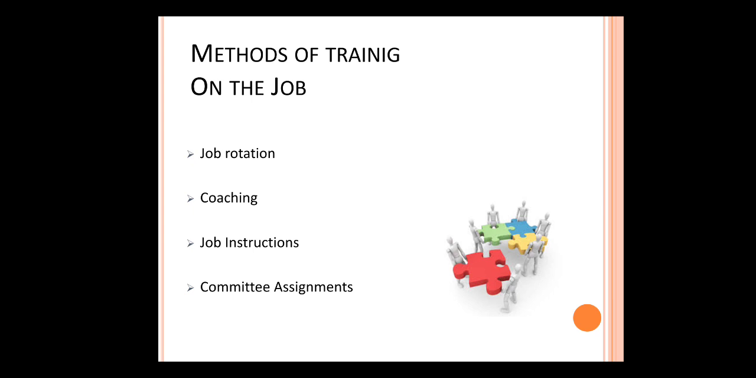Then the next is job instruction. The job instruction training method is a four-step instructional process involving preparation, presentation, performance, and follow-up. It is used primarily to teach workers how to do their current job. A trainer, a supervisor, or a co-worker acts as a coach, and the steps are followed.